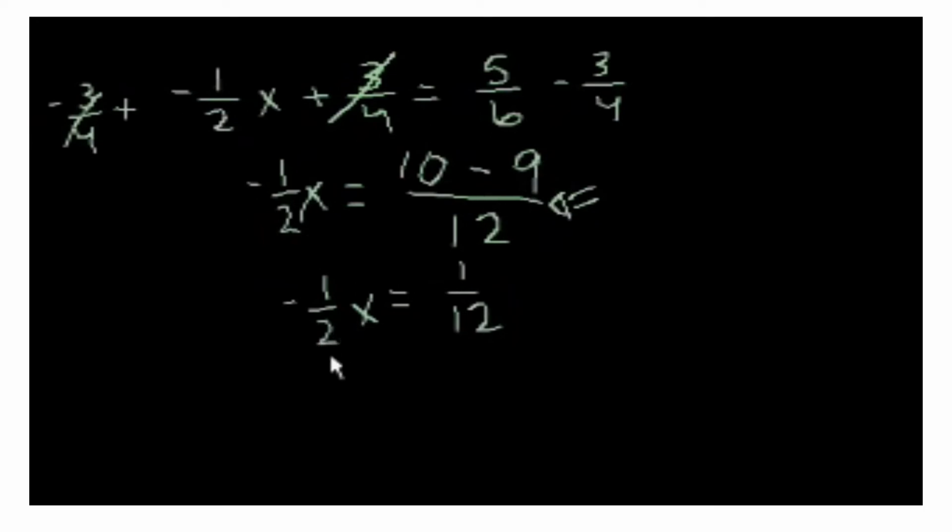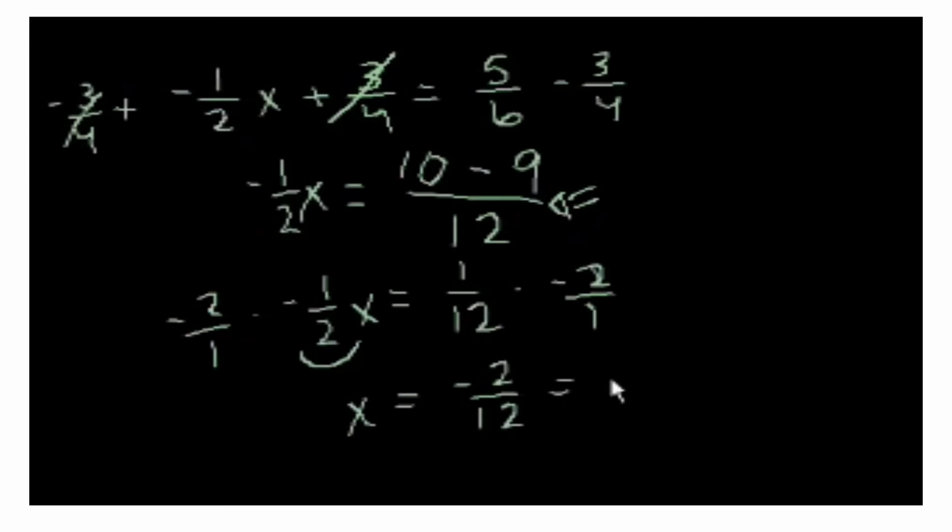So now all we have to do is, well, the coefficient on the x term is minus 1/2, and this is now a level 1 problem. So to solve for x, we just multiply both sides by the reciprocal of minus 1/2, and that's minus 2 over 1 times minus 1/2 x on that side, and then times minus 2 over 1 on the other. The left-hand side, and you're used to this by now, simplifies to x. The right-hand side becomes minus 2 over 12, and we could simplify that further to minus 1 over 6.